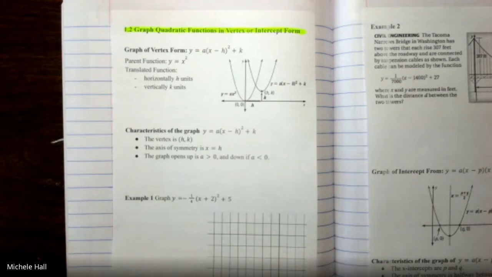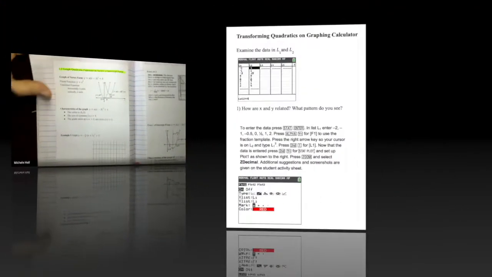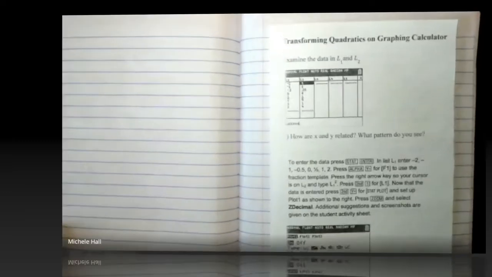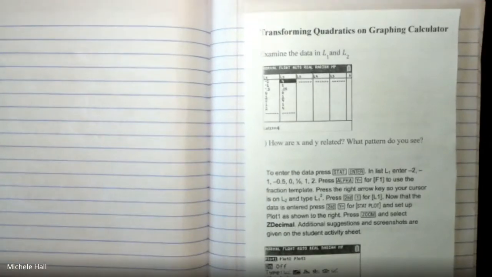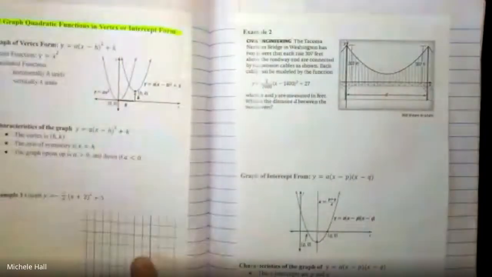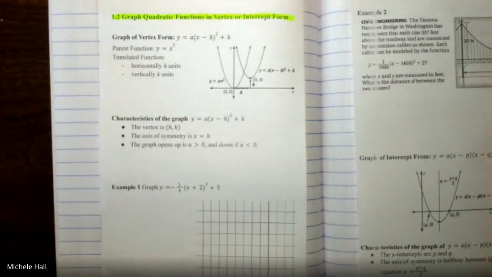1.2, graph quadratic functions in vertex or intercept form. We just did a lab on the vertex form, transforming quadratics. And that lab was all about vertex form.